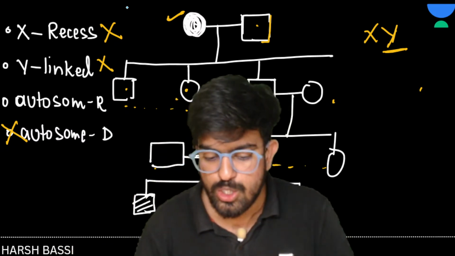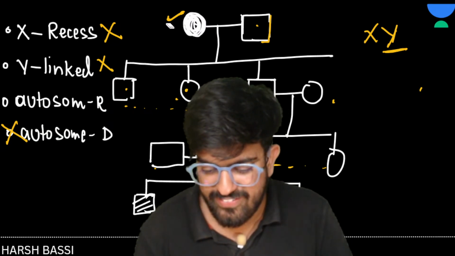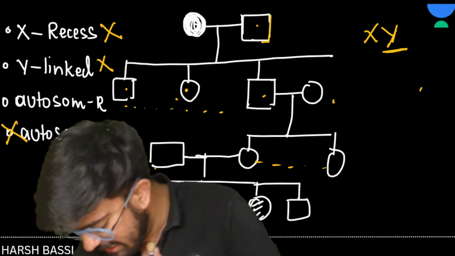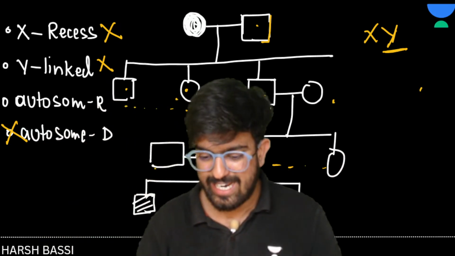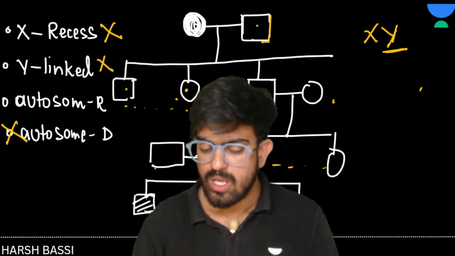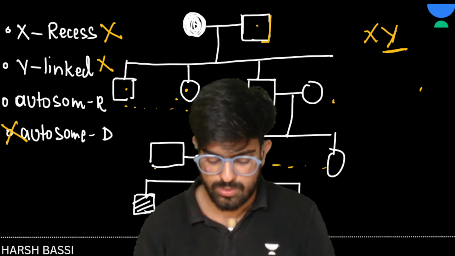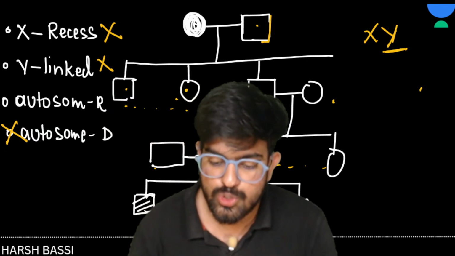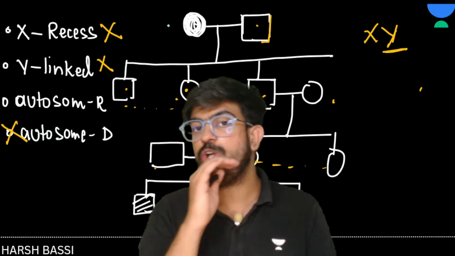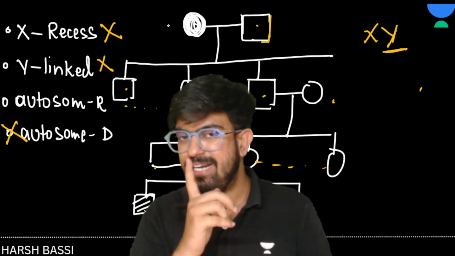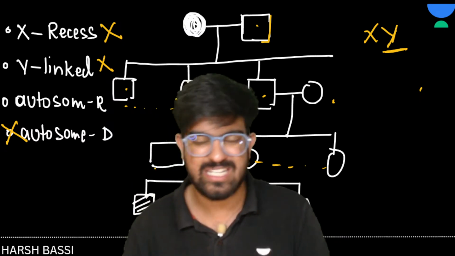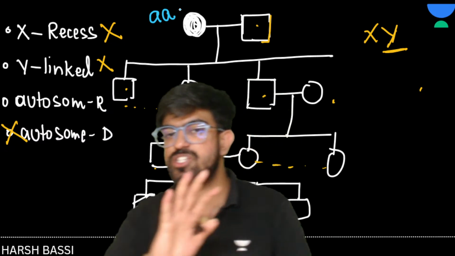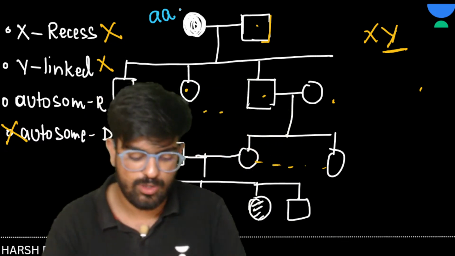See here. This mother is affected. So what can be the genotype here? Let's suppose that it is autosomal. We proceed by assuming autosomal. If it is affected, it will not be dominant. Why? Because the generation is skipped. So this will be recessive only. So the genotype will be small a small a only.